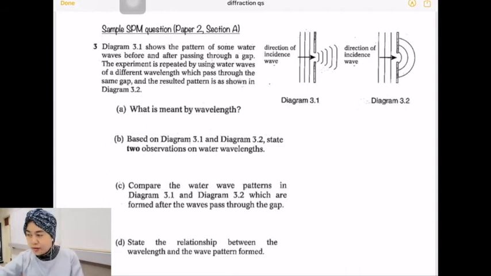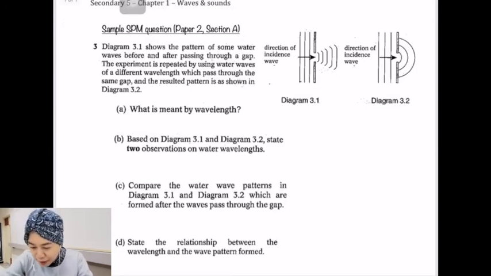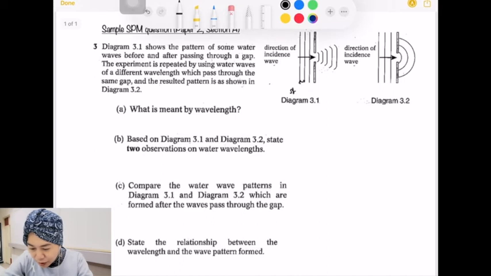Okay, so let's look at this question. All right, so you've got two water waves. The thing that you can notice here is the wavelength. So this is shorter wavelength, and here is longer wavelength. So more obvious and less obvious.